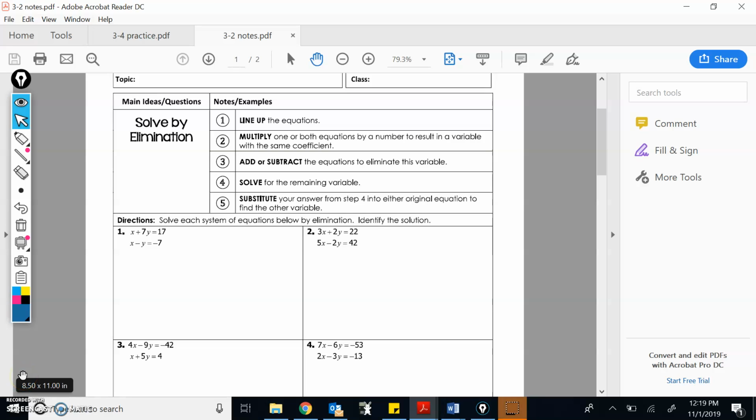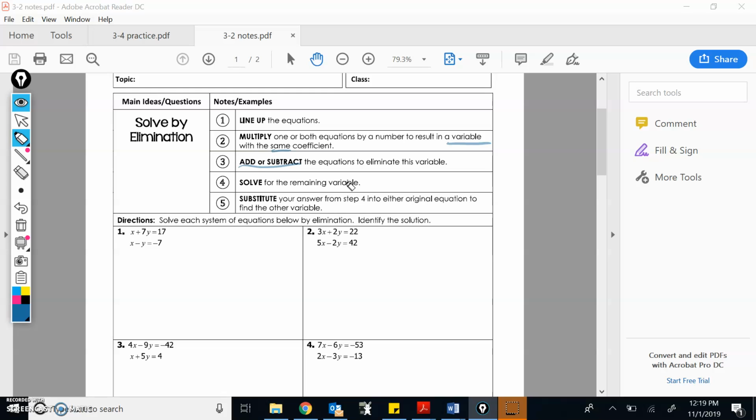Today's video is on solving systems of equations using the elimination method. The steps to solve by elimination: you're going to line up the equations with the x's, the y's, and the constants. Then you're going to multiply both the equations possibly to get a variable having the same coefficient. You can add or subtract after to eliminate a variable, solve for the remaining variable, and then substitute your answer back in. Let's do number one.